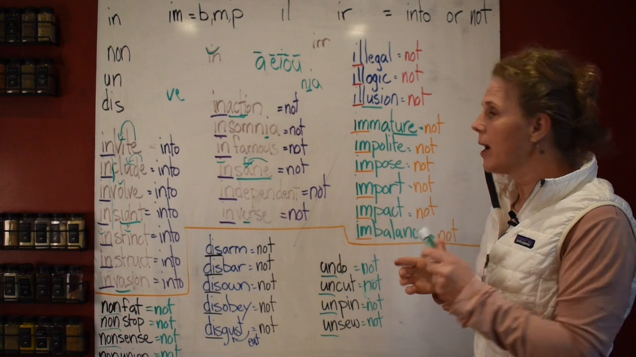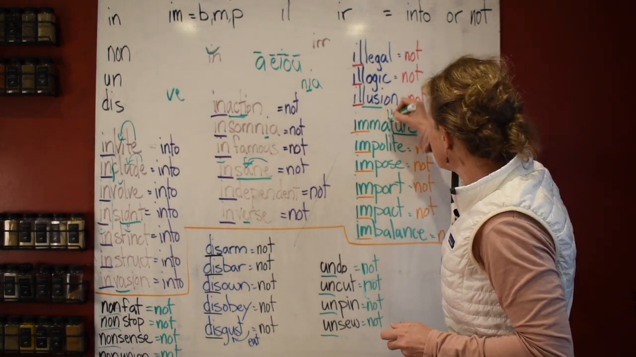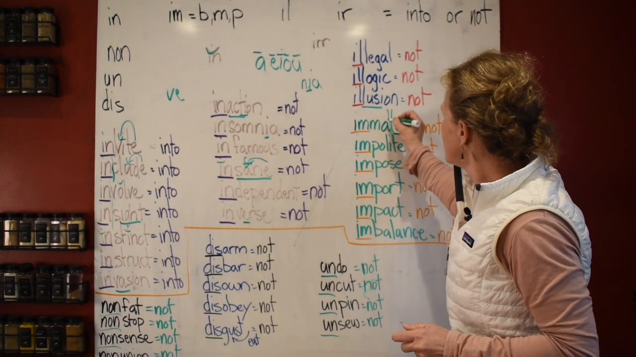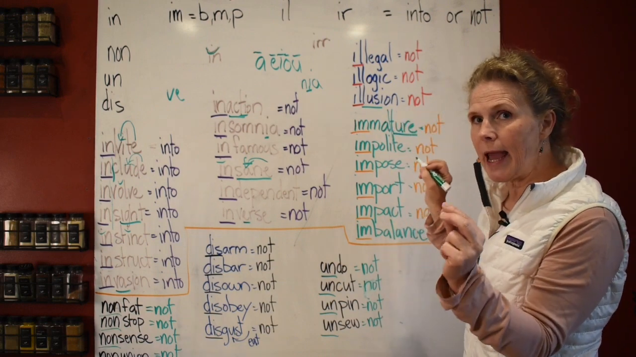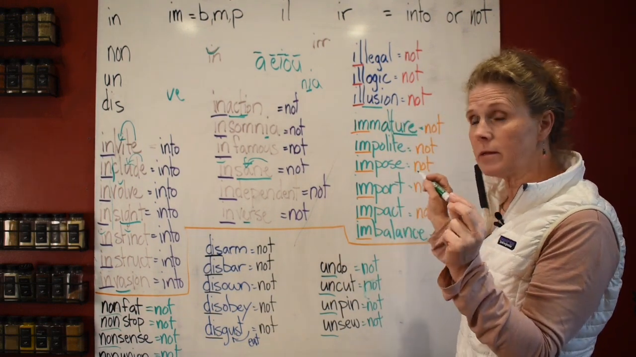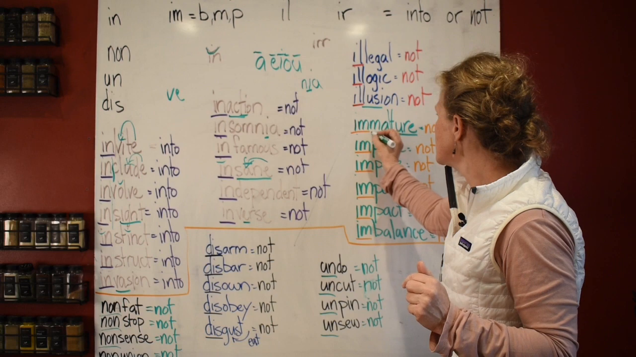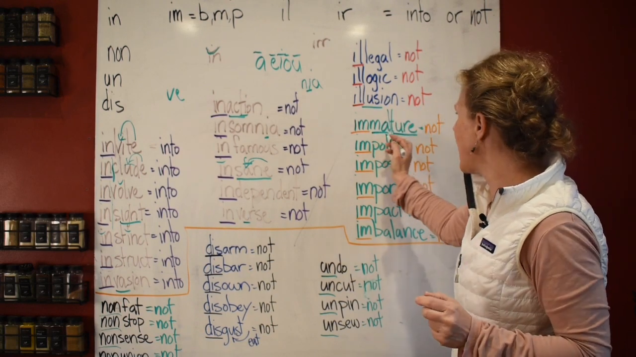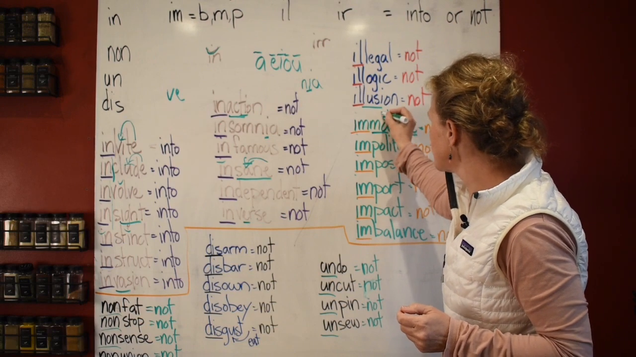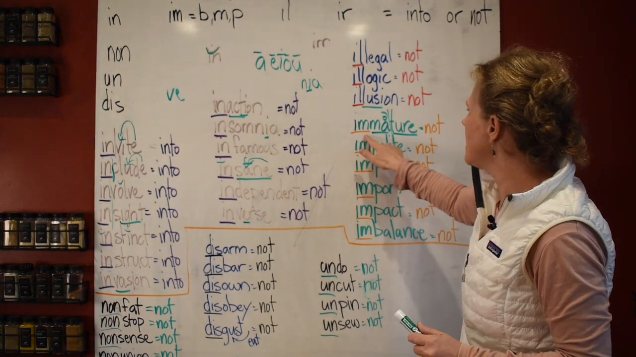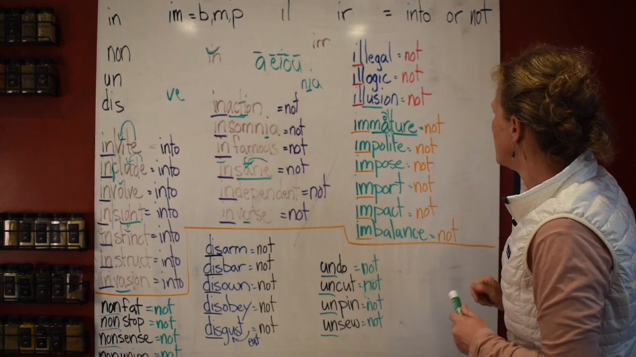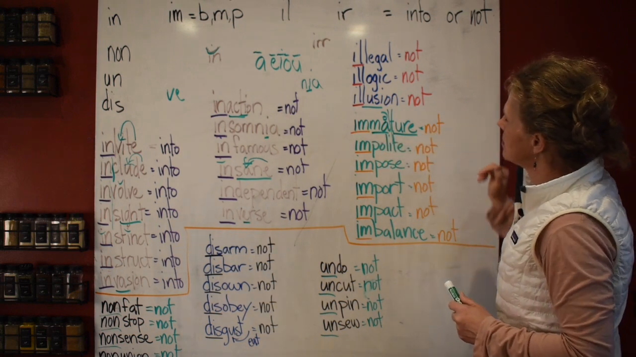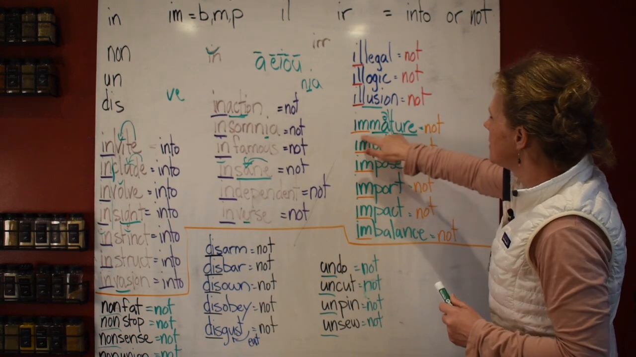Now, remember how right here, this is an open A. This is another syllable. Open A's will say the schwa sound if it's not accented. And this one is not the accented syllable. So it's good. Immature. This means not.